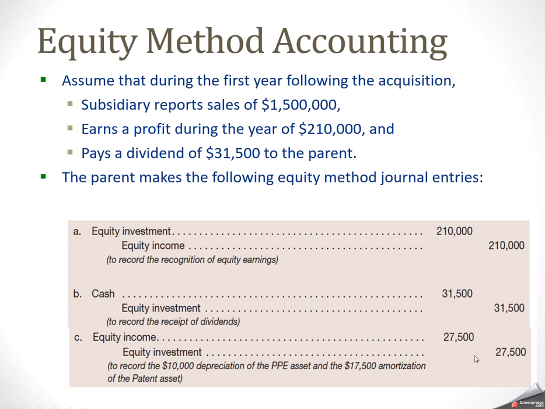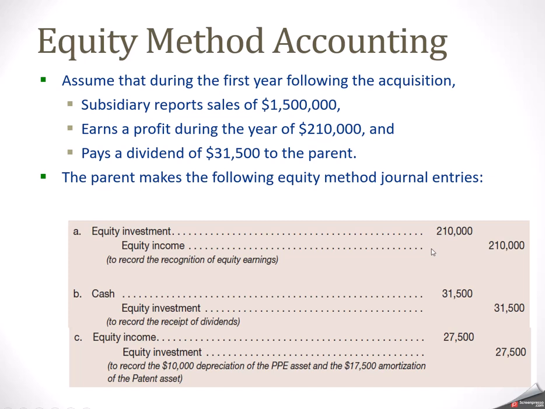Now then we're going to record the depreciation. So a lot of times when I do these on the board, I'm going to take the subsidiary's net income, and then I'm going to subtract the depreciation to get to the equity income, and then I just would have done it in one entry. But the textbook likes to show you it step by step.